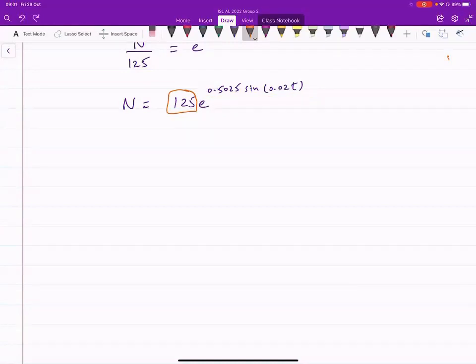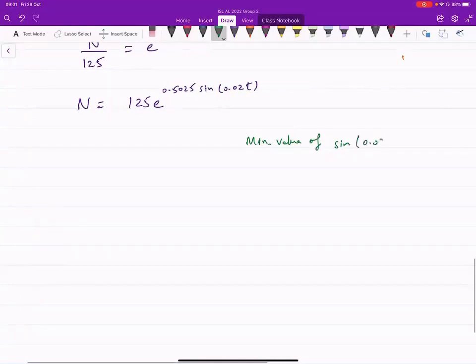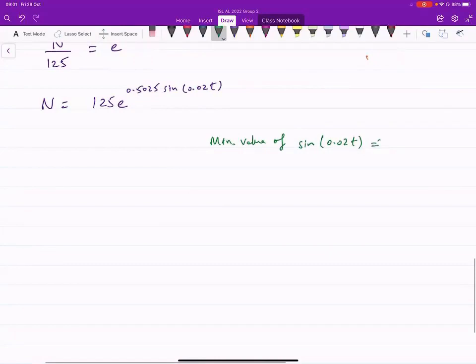Essentially what we're going to do is look for the minimum value of this thing. What will be the minimum value of the power? The power is 0.5025, which is multiplied by sine of 0.02t. What is the minimum value of sine? -1. So that's how we think of it. We say the minimum value of sine 0.02t is basically -1.